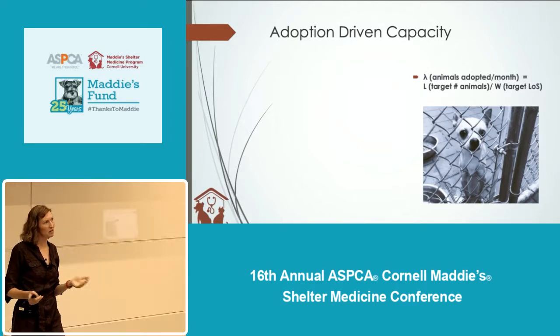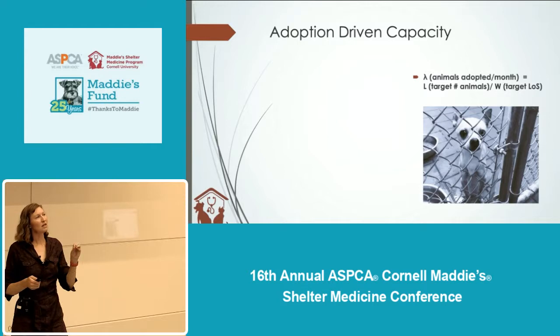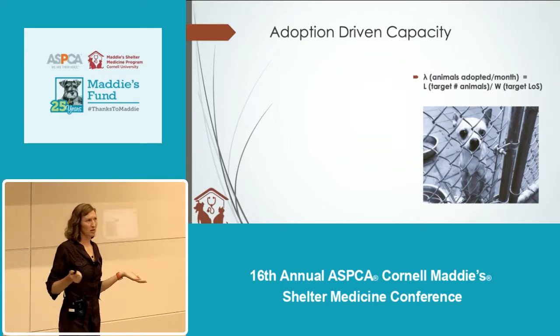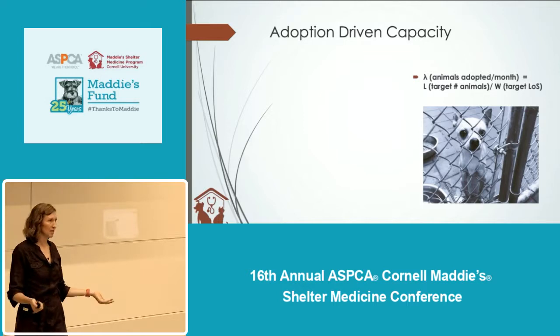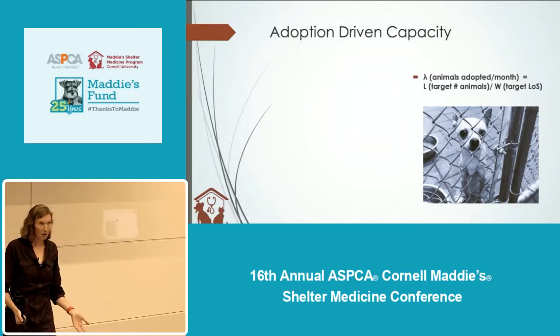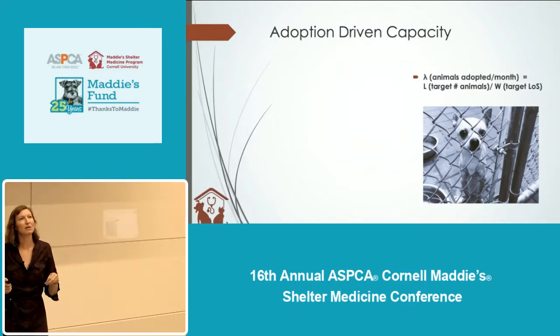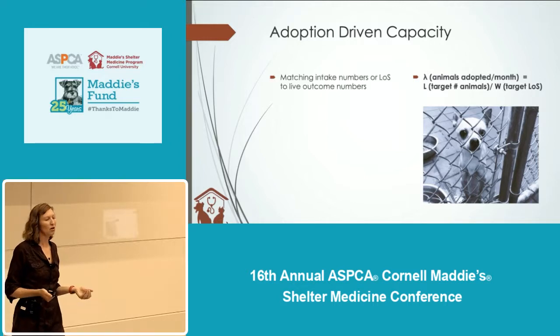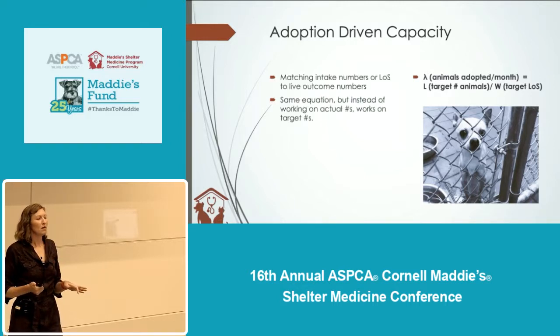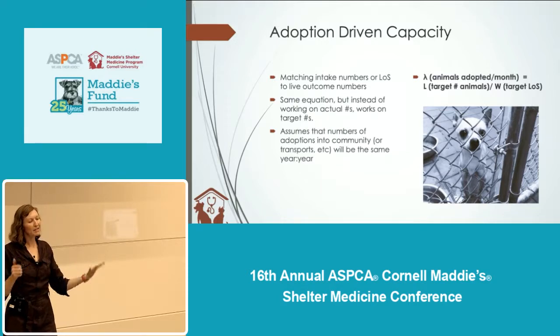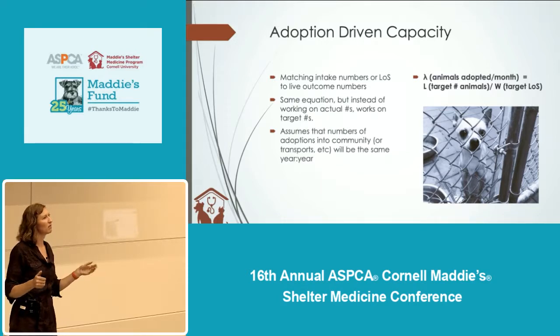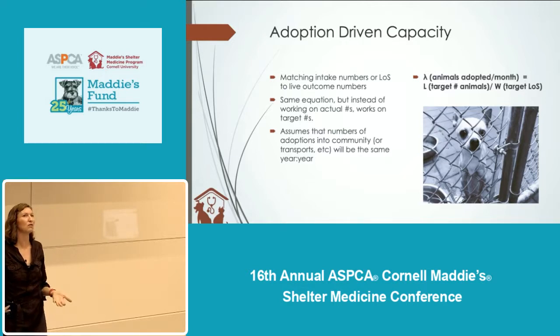Kind of makes sense? So what we're going to do here is some ideals, some targets. We're not going to use the numbers that we currently have because we'd end up in the same trouble we're currently in. We're going to pick some numbers that we like better. The basic premise assumes that the number of animals leaving is fairly consistent year over year or month over month.